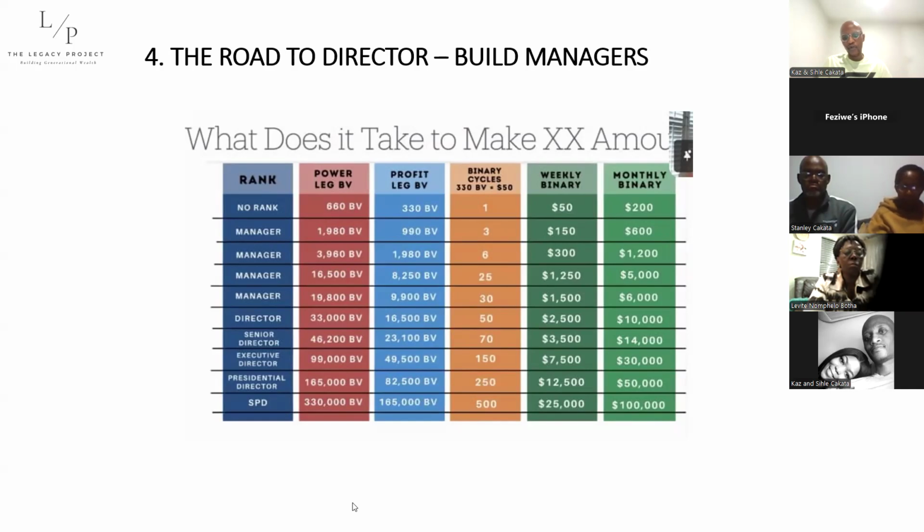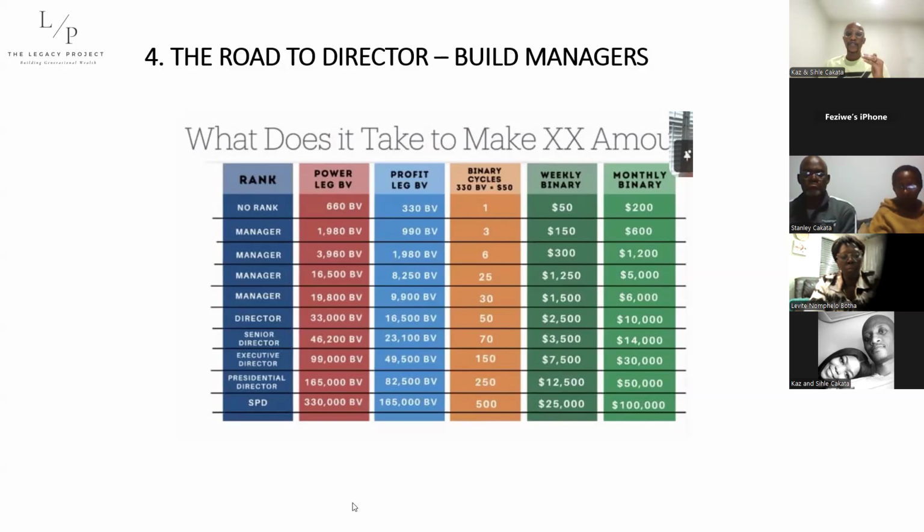Now, let me illustrate to you what 330 volume is. 330 volume is basically less than 2 core packs. Let's say you enroll 1 core pack per week and someone in your organization enrolls 1 core pack in your pay leg, you will be able to earn that $200 consistently per month. And $200 is over 3,400 rands in our compensation plan, right?